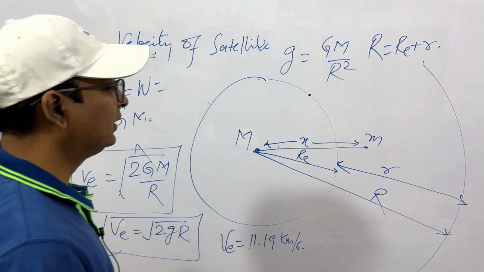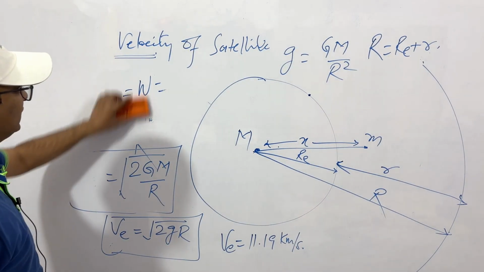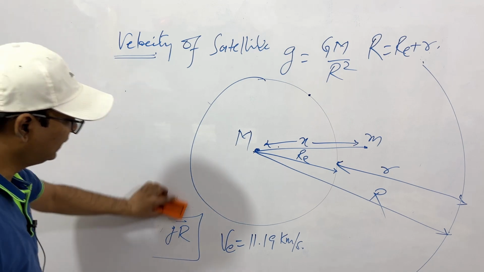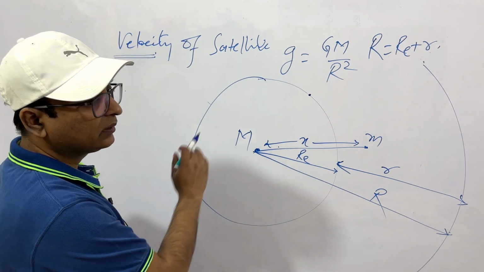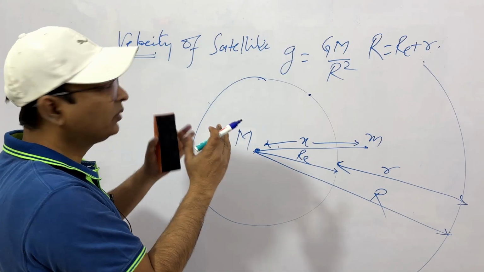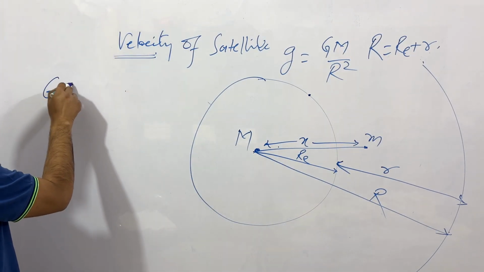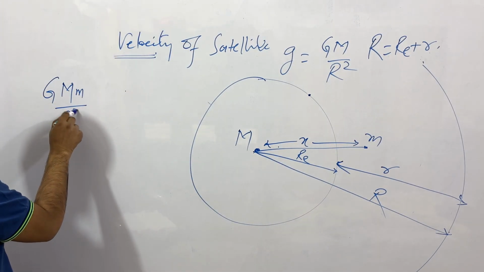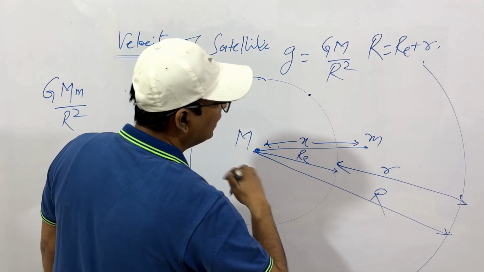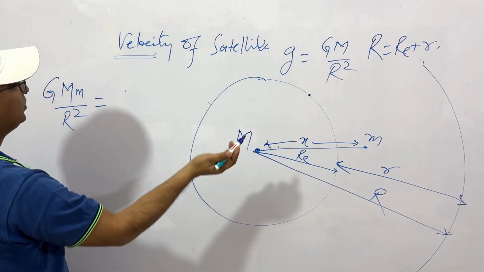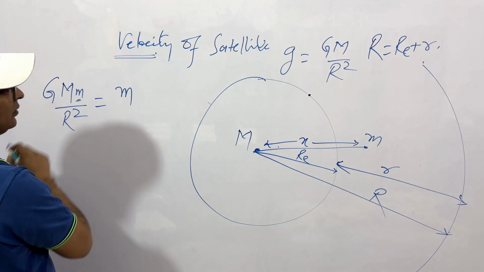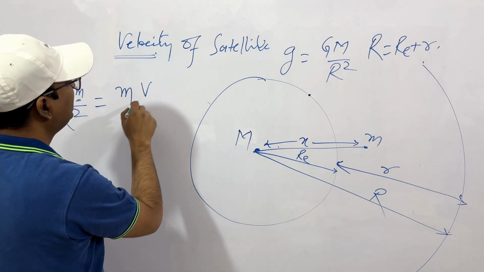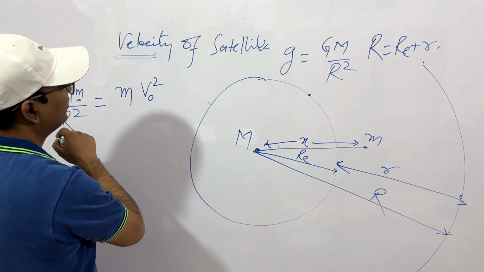Now you know that the centrifugal force acting on the satellite will be equal to the gravitational pull. That has to be at equilibrium. Gravitational pull will be GMm by R square to this side, and centrifugal force to the other side, that is mv square by R. So this is m, if m is the mass of the satellite, mv square. Let's say we denote it as mv0.